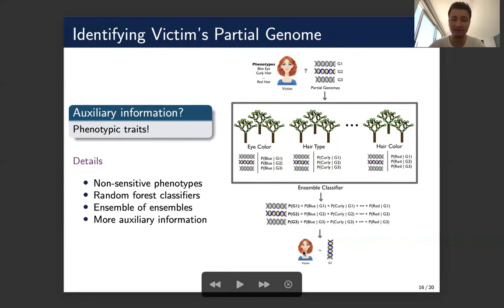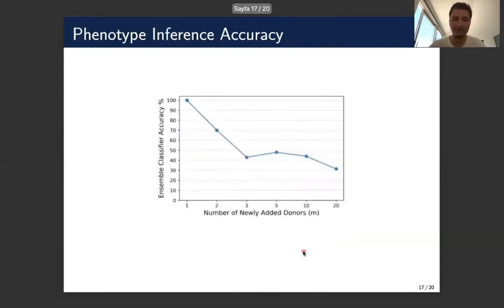Here we use a technique similar to an ensemble of ensembles. And in the phenotype part, we obtain the following results. Here we have the number of related donors on the x-axis and ensemble classifier accuracy on the y-axis. Here we obtained around 70% accuracy with 2 related donors and 42% accuracy with 3 related donors.